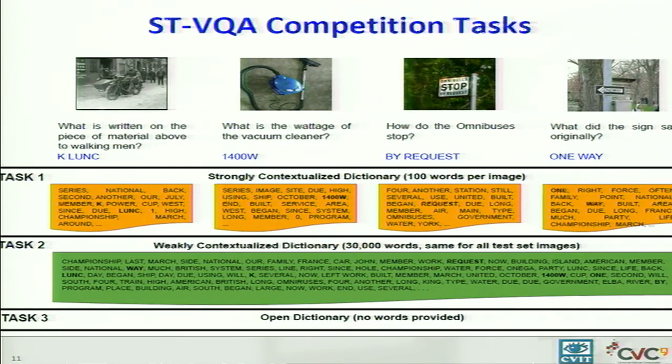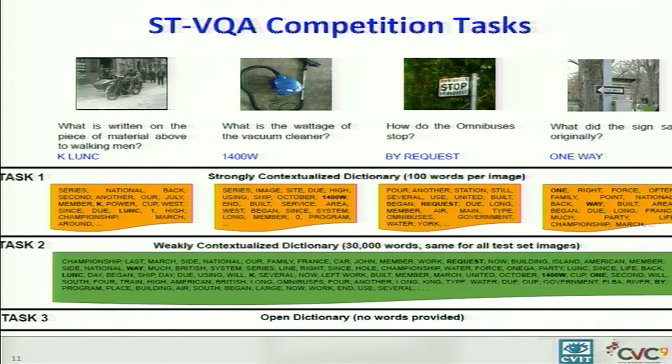Okay, so with this data set, we organized a competition, which was the ST-VQA ICDAR competition this year. And we organized the competition along three different tasks. The difference between these tasks is that in some of them, we are providing a dictionary, a vocabulary of words, together with each one of the images in the data set, so that the methods can use these dictionaries because they know that in this dictionary they have the correct words that they have to use to provide the correct answer, right?